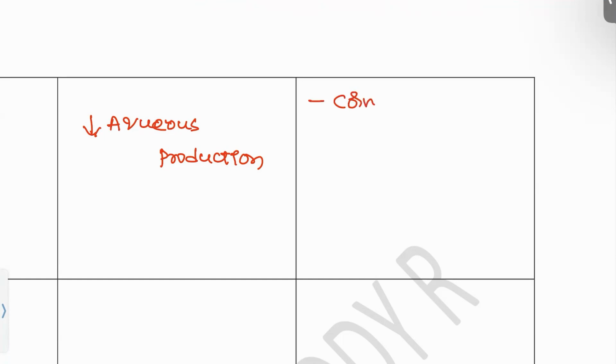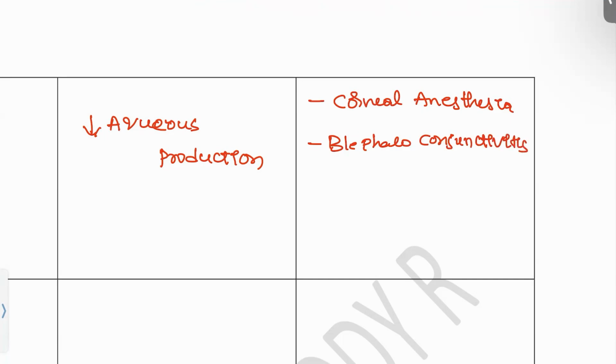Corneal anesthesia, blepharoconjunctivitis, and also nasolacrimal duct blockage.